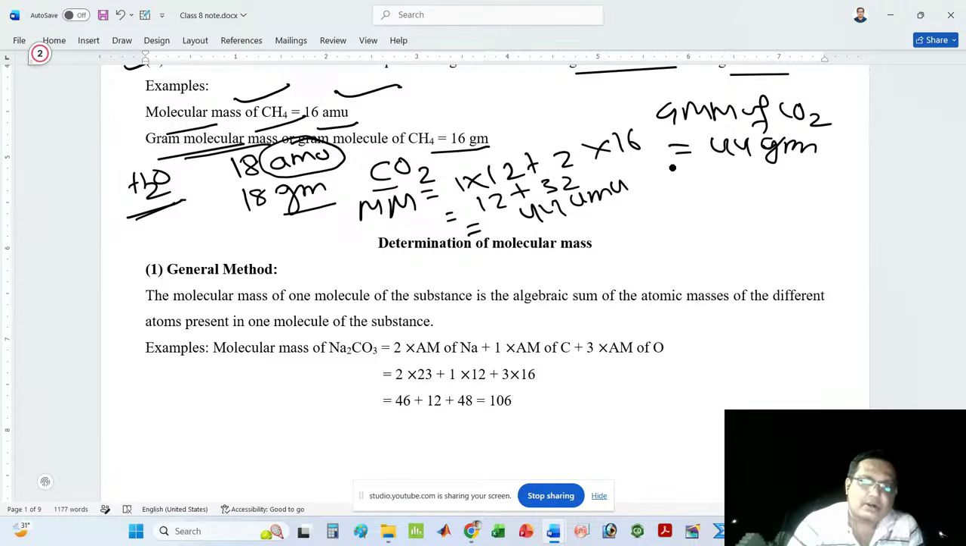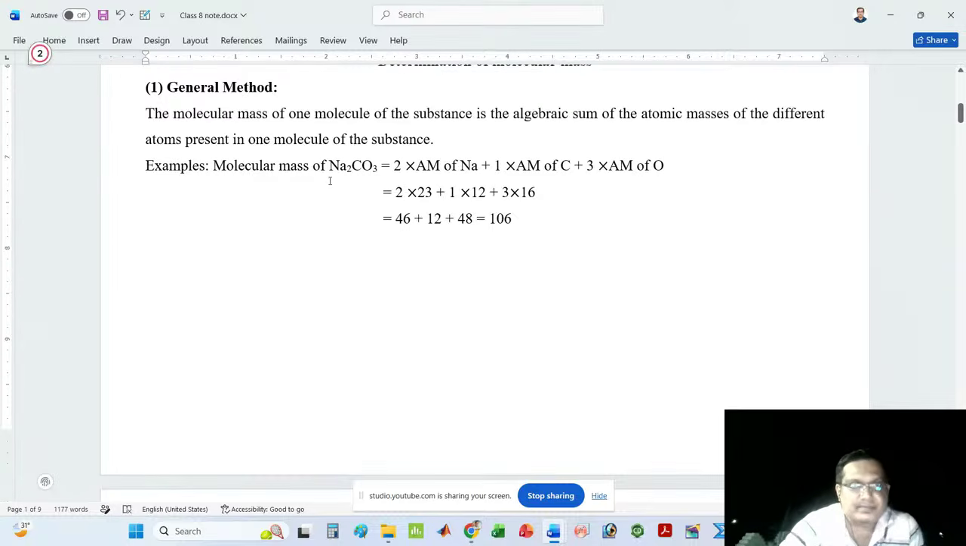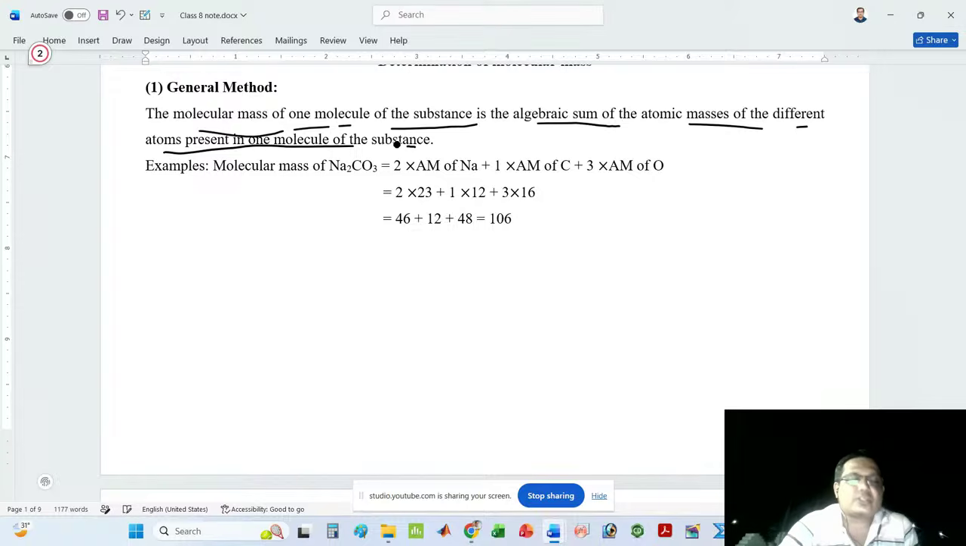There are different methods for the determination of molecular mass. At first, I will explain the general method. In the general method, the molecular mass of a molecule of a substance is the algebraic sum of the atomic masses of the different atoms present in one molecule of the substance. That means in this method, you just add the atomic masses of the atoms present in the molecule. Take an example.